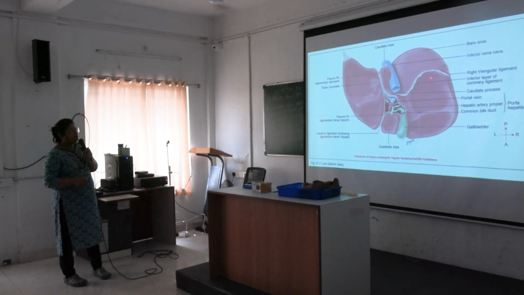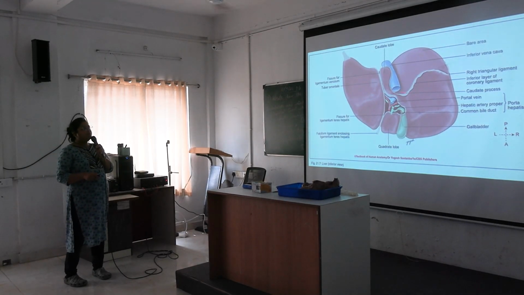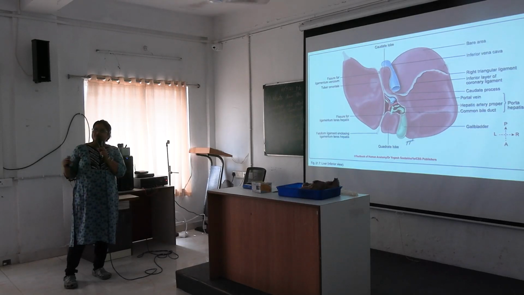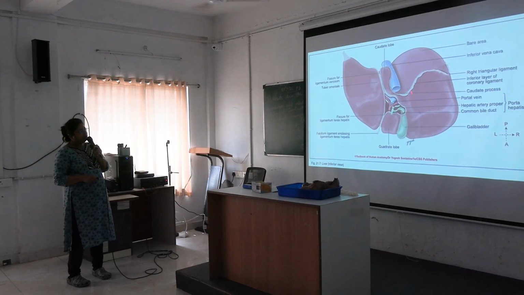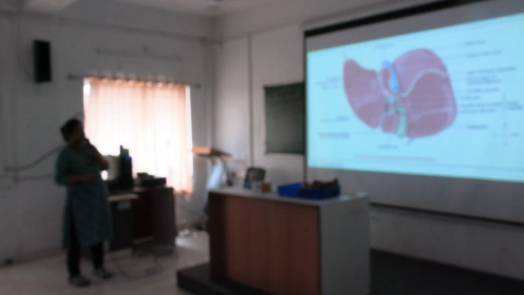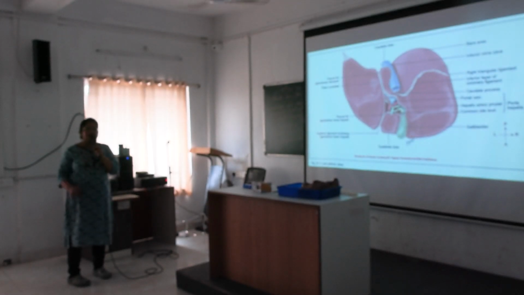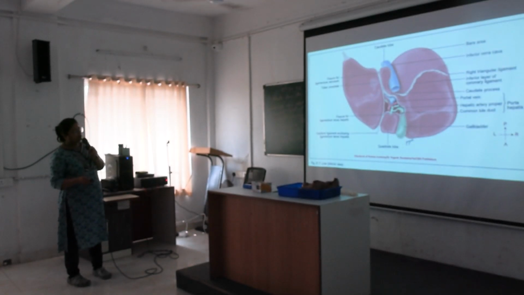And this posterior border passes through the caudate lobe. It passes above the two processes of the caudate lobe. Here is the caudate process and here is the papillary process. So posterior border passes above these processes but below the lobe. This is caudate lobe, quadrate lobe.